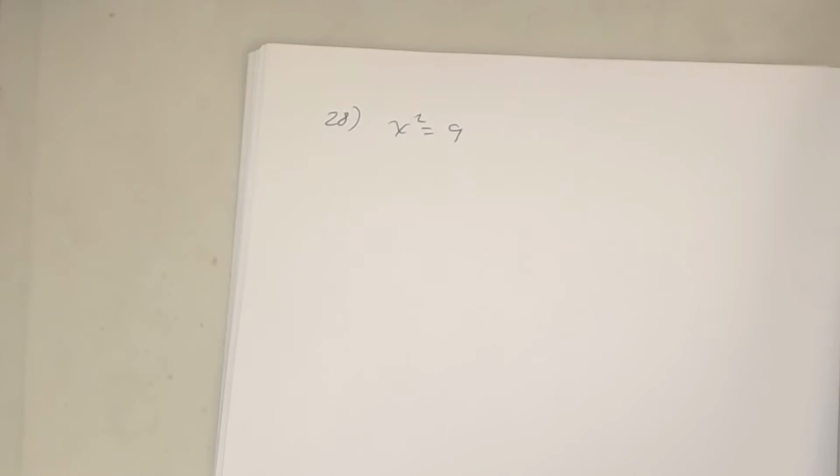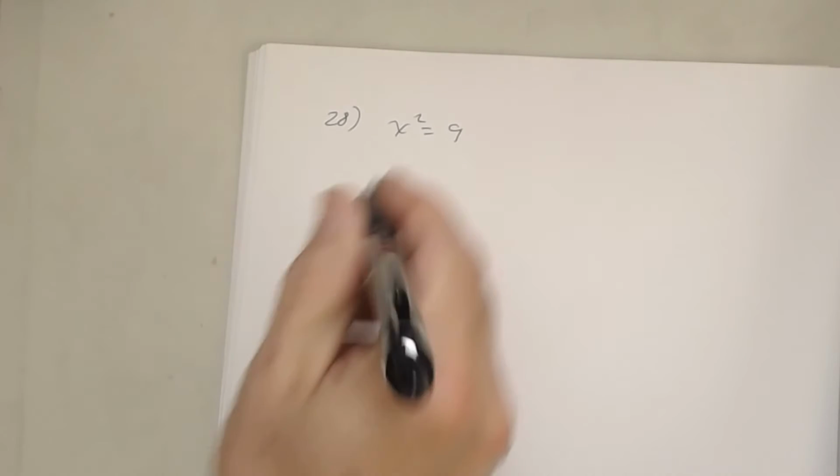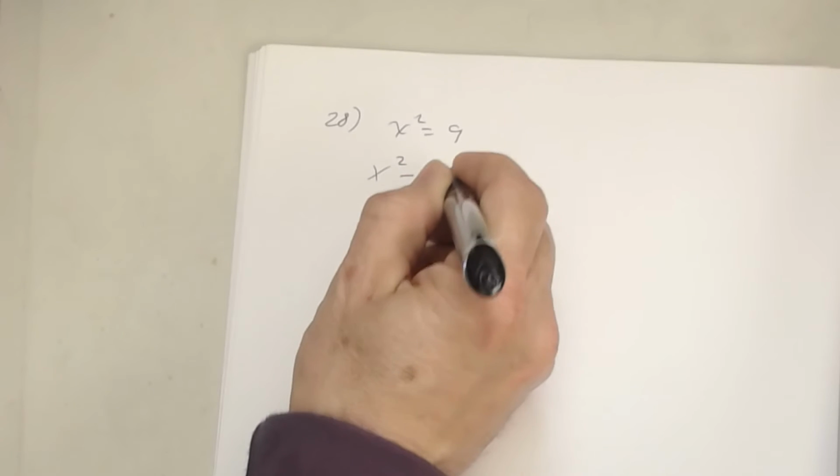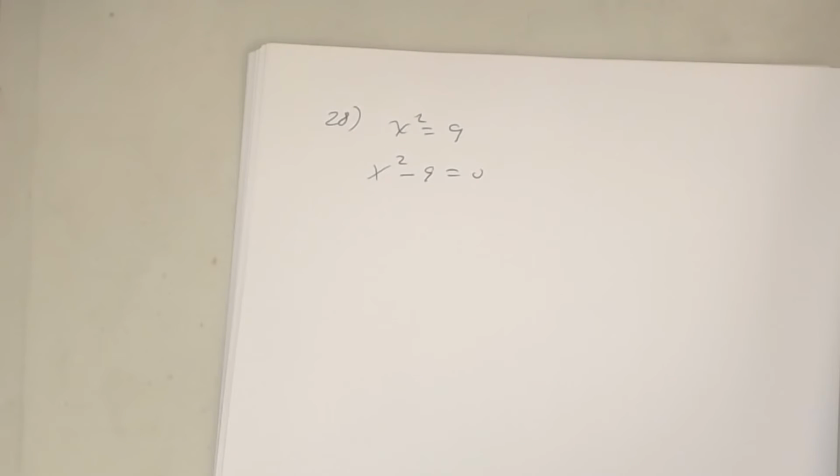So what is it you got to do first? Bring the 9 over. You got to put it in standard form. So I get x squared minus 9 equals 0. Okay? Once you have it in standard form, then you use what? Factoring. How do you factor x squared minus 9? What is that? Difference of two squares. So how do you factor x squared minus 9? X minus 3 times x plus 3. Okay, good.